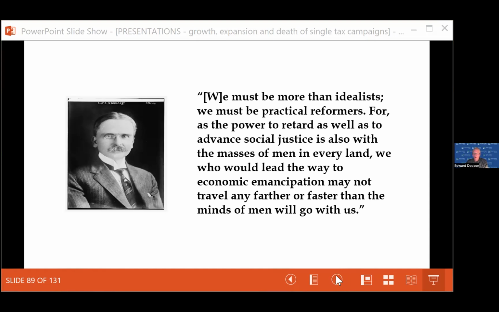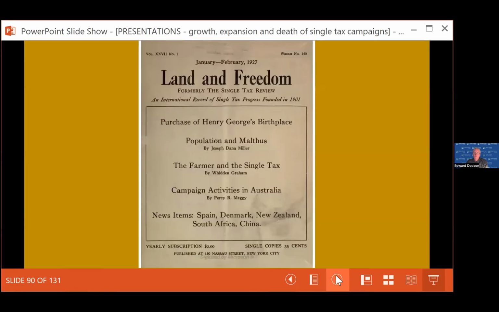And of course, the main organ of the movement at the time was Land and Freedom. Again, this was formally called the Single Tax Review. And just as they changed the party to the Commonwealth Land Party, they changed the name of the publication to Land and Freedom, hoping to really attract people to the idea that there's this connection between land and freedom. And what is that connection? Well, you have to read the magazine in order to find out. But Land and Freedom is the main publication reporting on the Commonwealth Land Party.